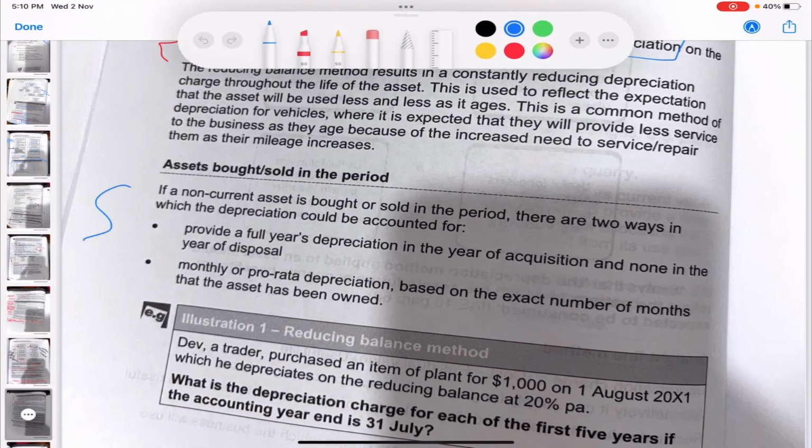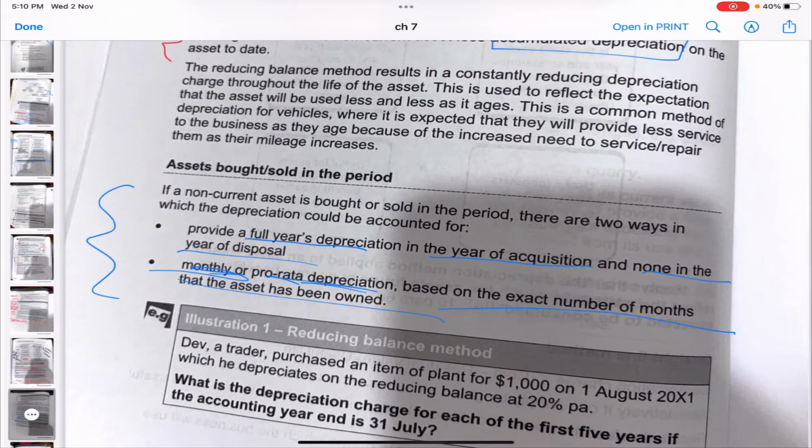So yeah, asset bought or sold in the period. This is what we have discussed right now. If a non-current asset is bought or sold in the period, there are 2 ways in which the depreciation could be accounted for. The first one is to provide a full year's depreciation in the year of acquisition and none in the year of disposal. The second one is the monthly or pro rata depreciation based on the exact number of months the asset has been owned. This is the first method which I have told you. Now let's start with the illustration.